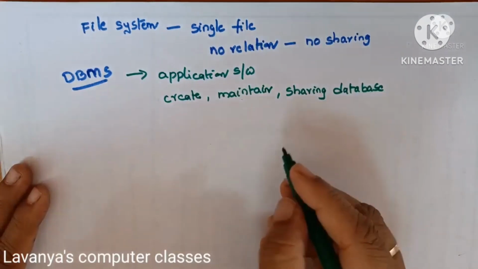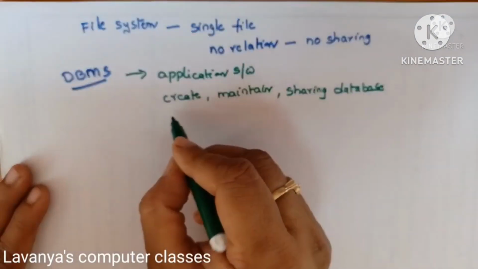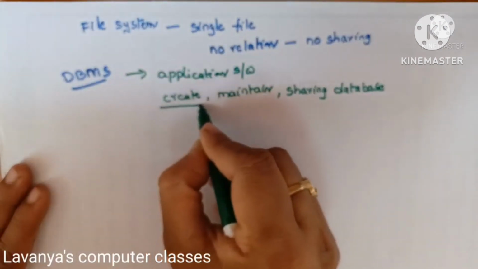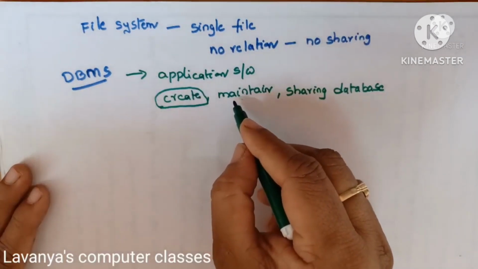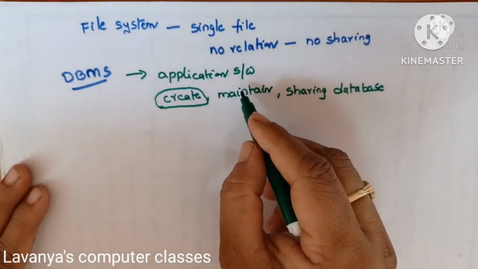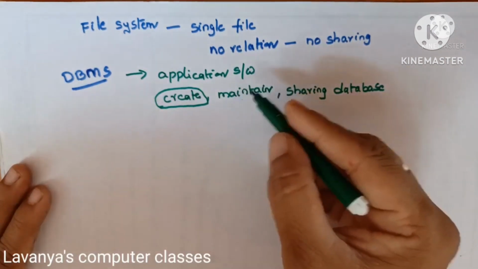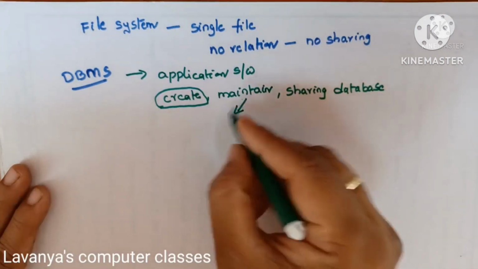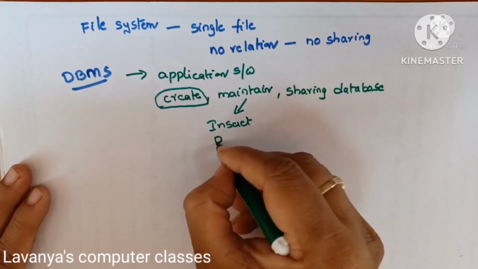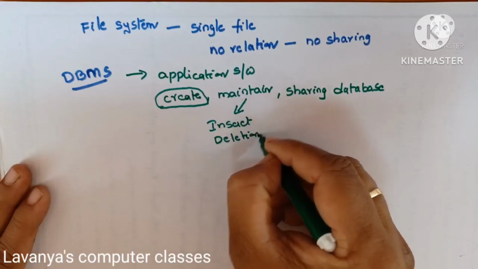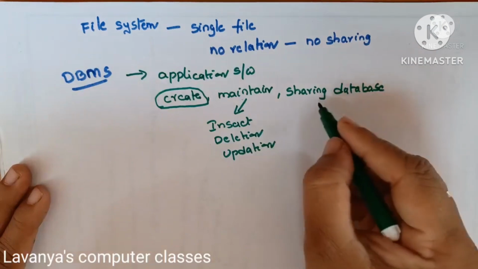DBMS management means how you are managing your database. Database means a collection of information. So how can you collect? After collecting, how can you create, where do you want to store? After storing the data, if you want to insert any new information, or delete any already existing data, or make any modifications, that is maintaining: insertions, deletions or updations. These are all known as maintaining and sharing also.